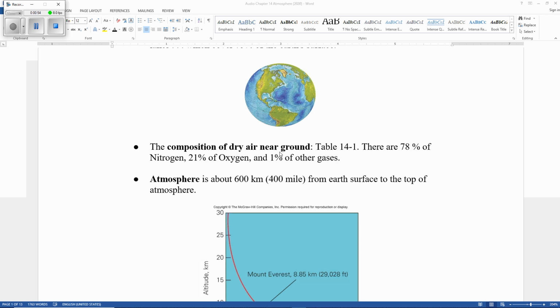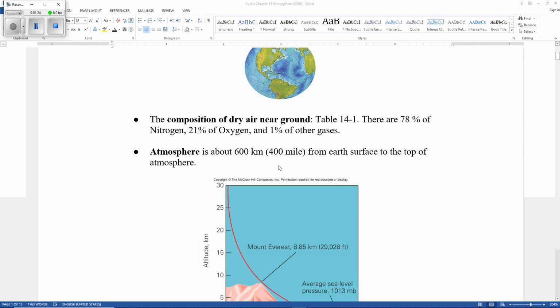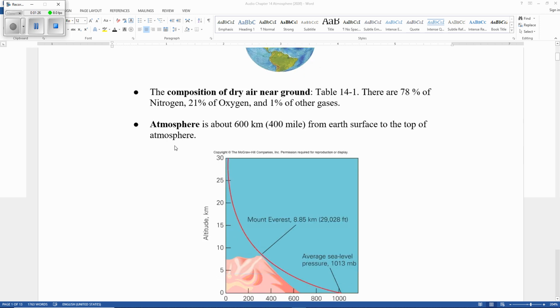Near the ground, if it's dry air, you're going to find 78% of nitrogen and 21% of oxygen. So these two occupy 99%. Number one, nitrogen. Number two, oxygen. Everything else together, only 1%.